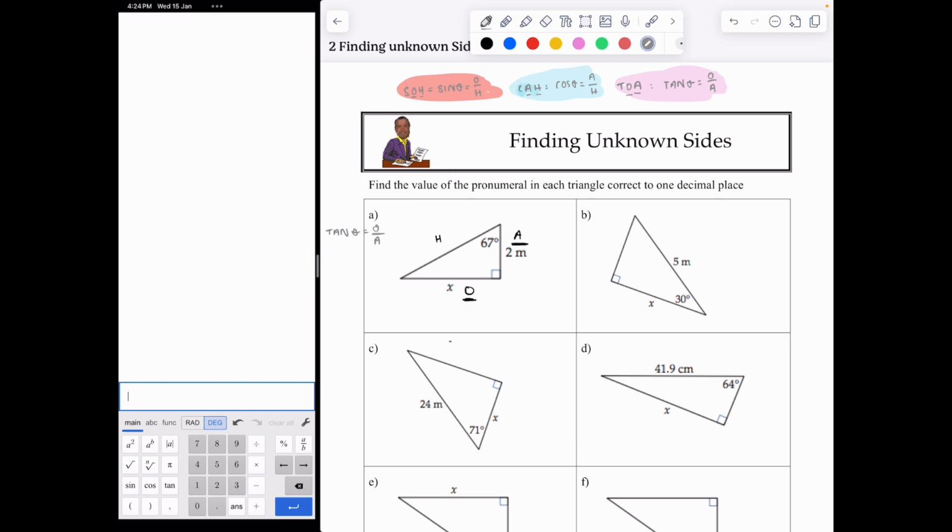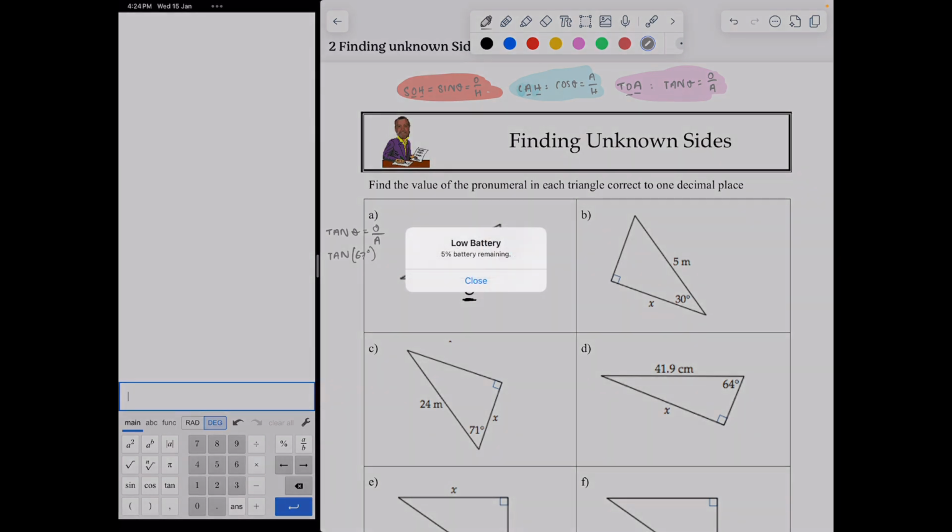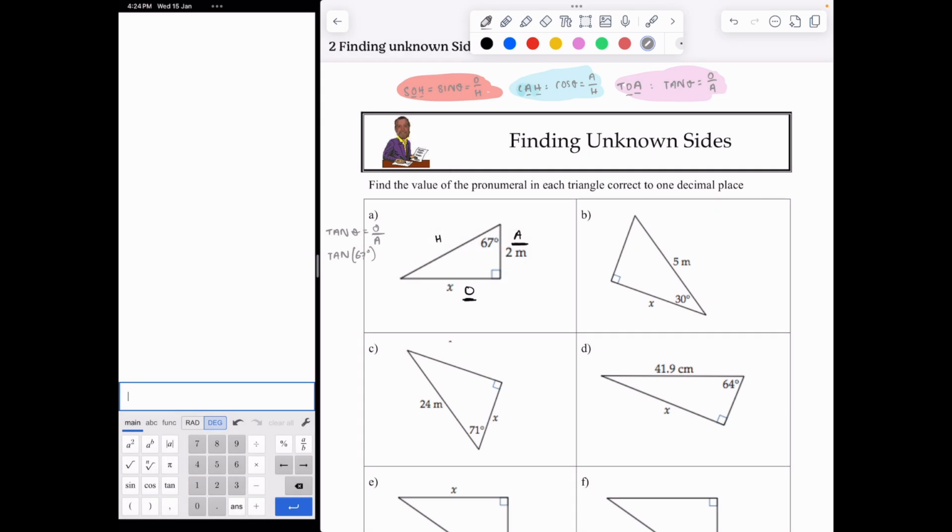Alright, so let's substitute everything in. Our theta is our angle that we're dealing with, which in this case is 67 degrees. Always use the angle that's attached to either the A or the O, okay? Ooh, 5%, we better be speedy. O, which in this case is unknown, over our adjacent, which is 2 meters.